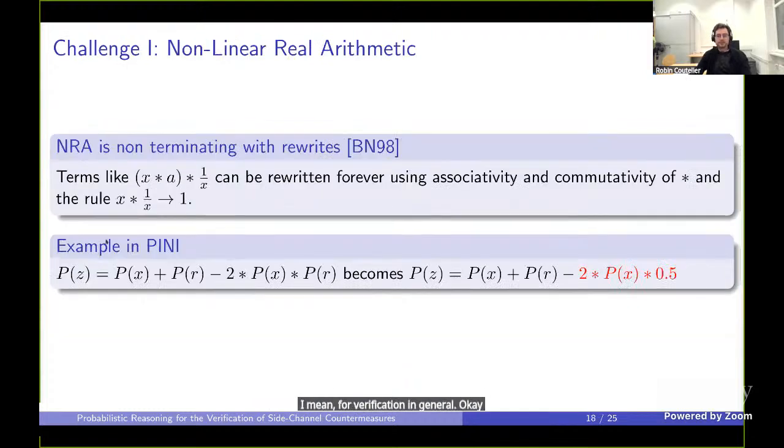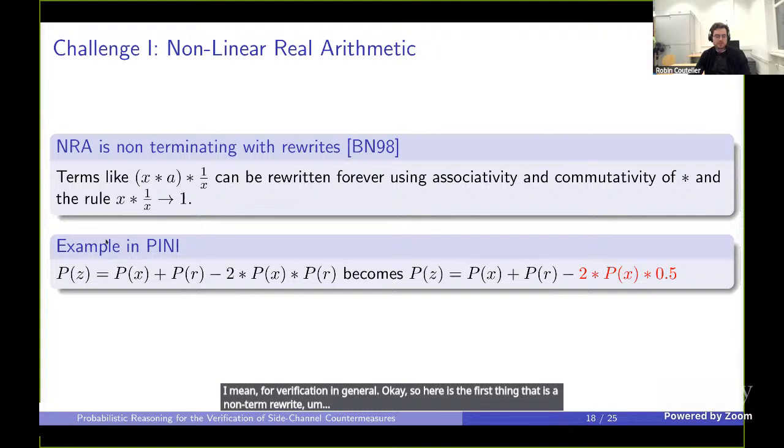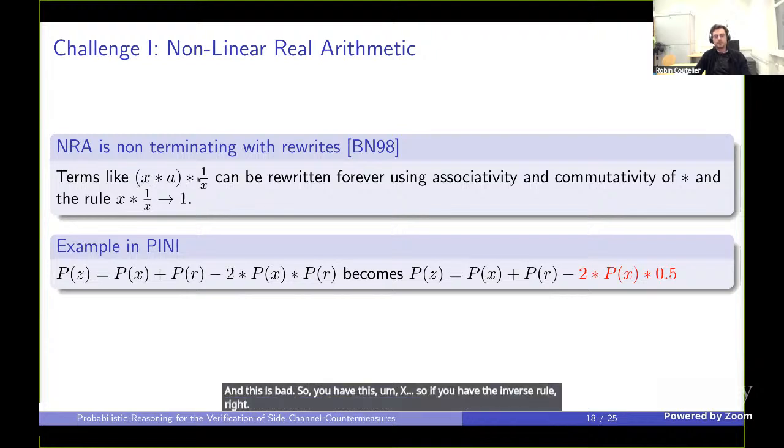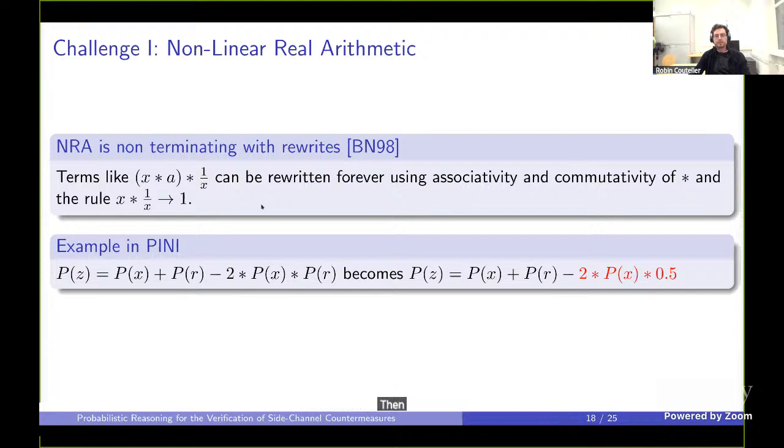Okay, so here is the first thing that is a non-term rewrite. I mean, a term rewrite neophyte. I hit this wall somewhat recently: nonlinear real arithmetic does not terminate, and this is bad. So you have this x. If you have the inverse rule, and associativity and commutativity, then you might generate an infinite number of terms, and this happens right here.